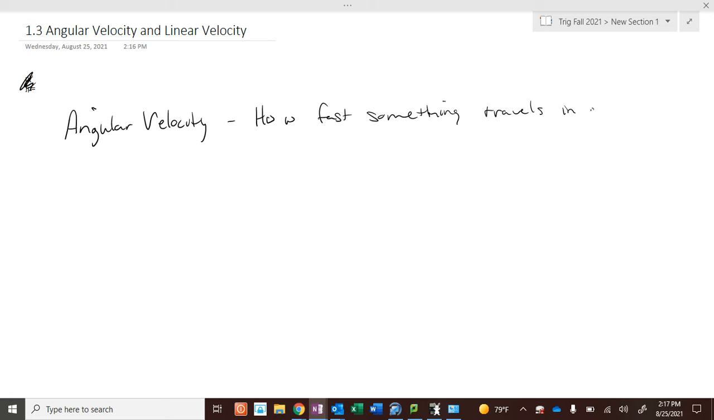All right, angular velocity. Angular velocity is basically how fast something travels in a circle. Okay? How fast something travels in a circle.